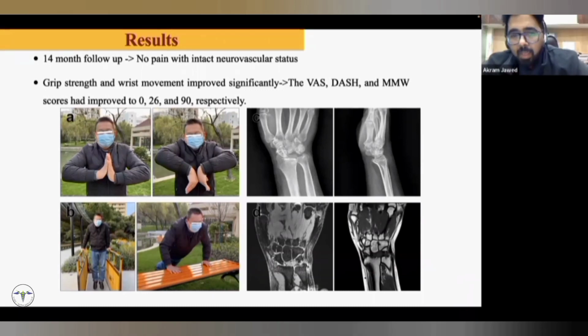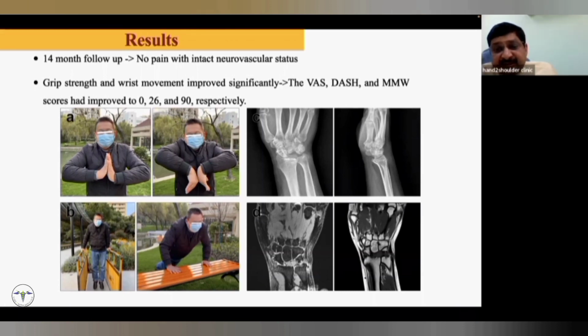Do they have any plain X-rays post the surgery? Immediate post surgery, there is no X-ray, sir. No, this is the post surgery X-ray. What is it showing? This X-ray is of around 14-month follow-up, sir.